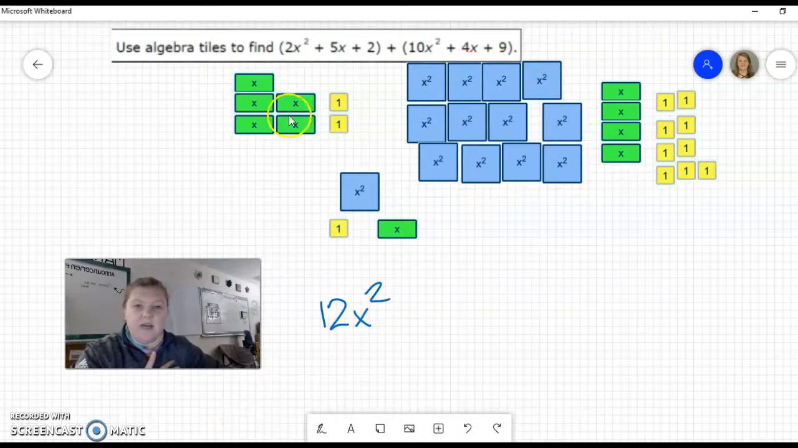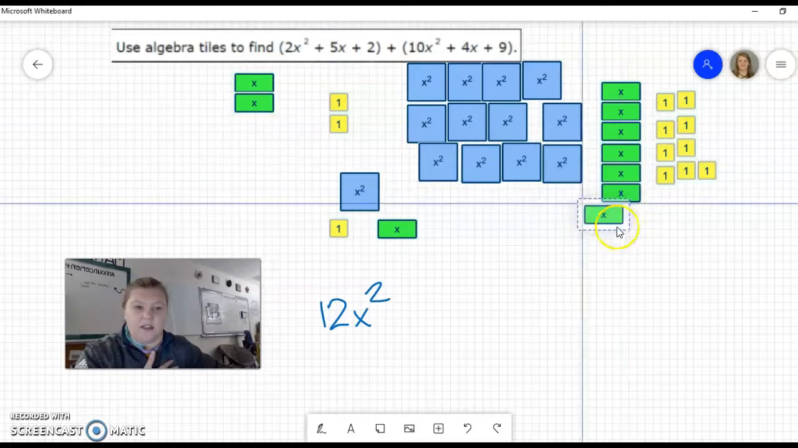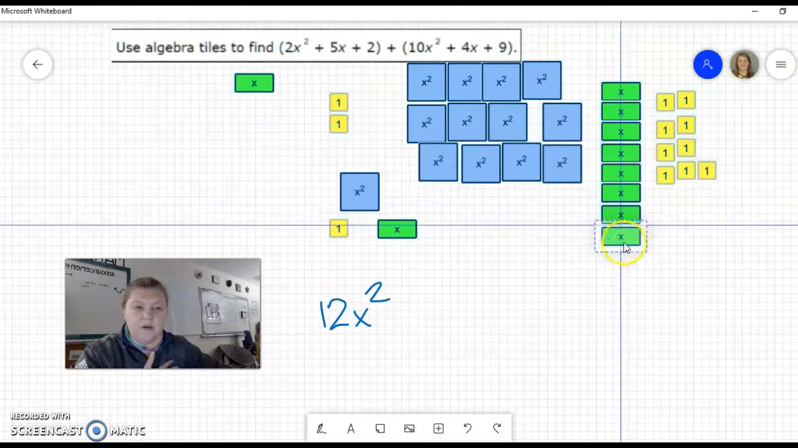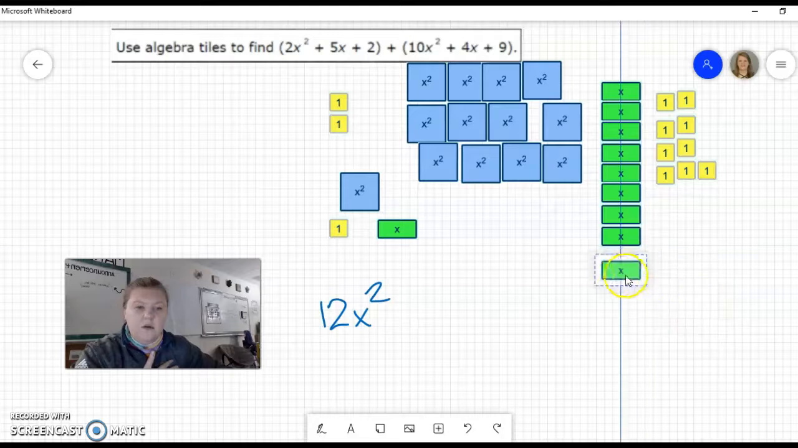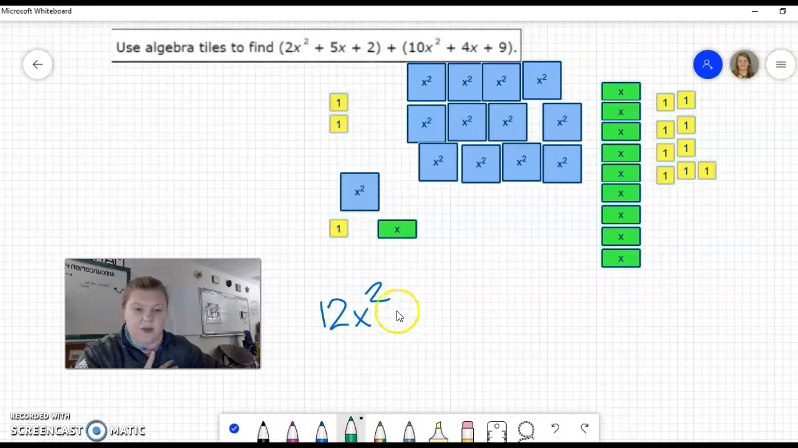And it's going to be the same thing with my x's. Instead of saying 5 here and 4 here, I can go ahead and put them together, okay, and say that all together I have 9x squared, or 9x, sorry.